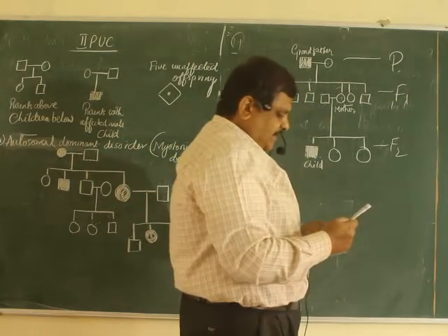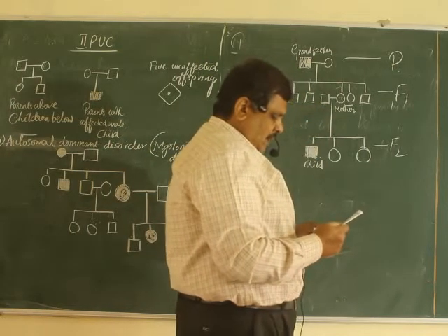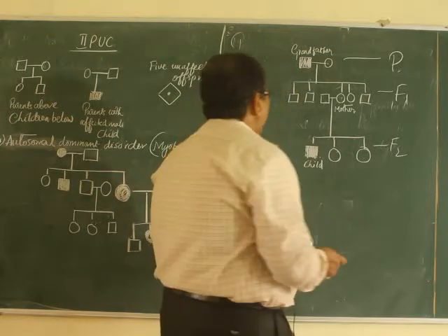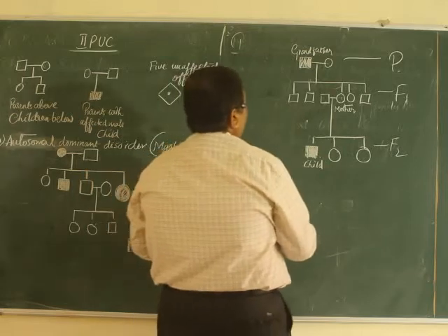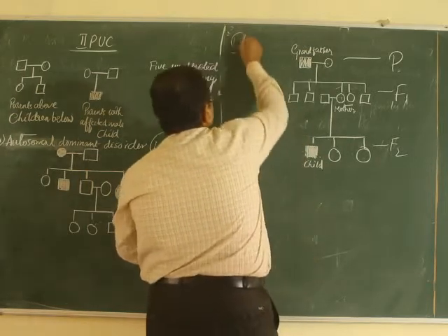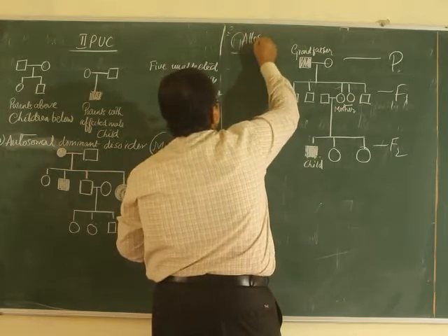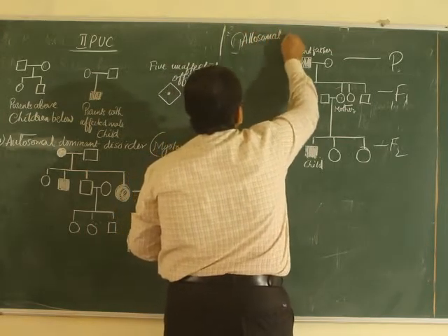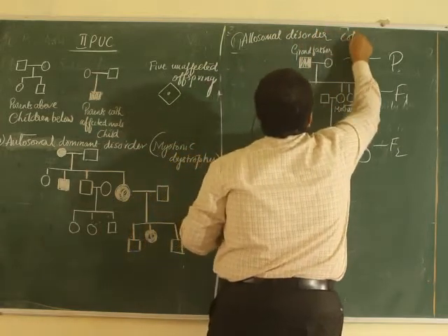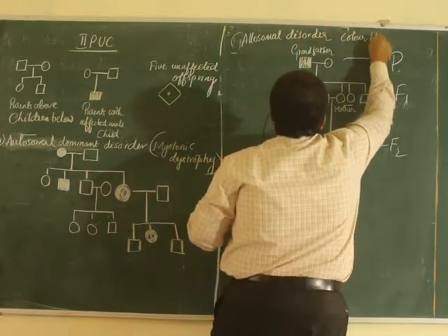So it is an allosomal disorder. Allosomal disorder. Example, color blindness.